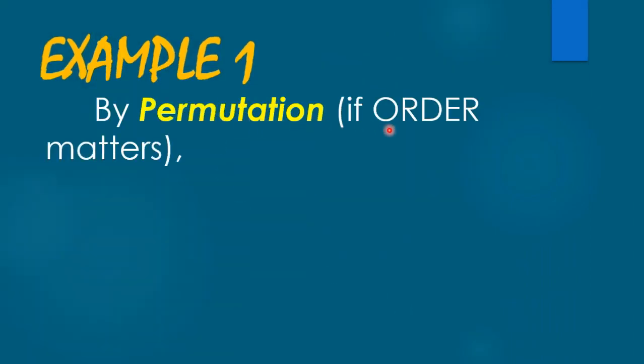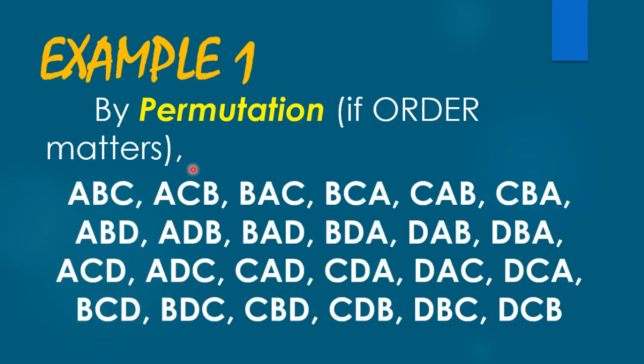By permutation, if order matters, we can list down 24 arrangements. We have ABC, ACB, BAC, BCA, CAB, CBA, ABD, ADB, BAD, BDA, DAB, DBA, ACD, ADC, CAD, CDA, DAC, DCA, BCD, BDC, CBD, CDB, DBC, and DCB.